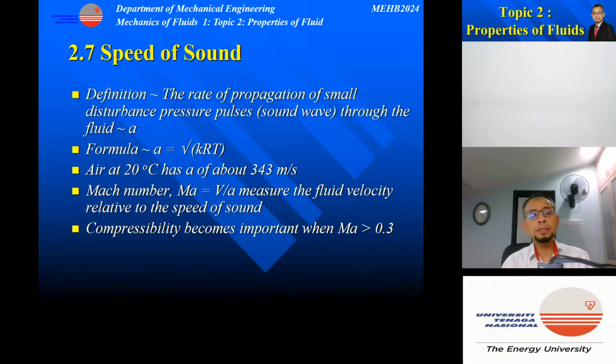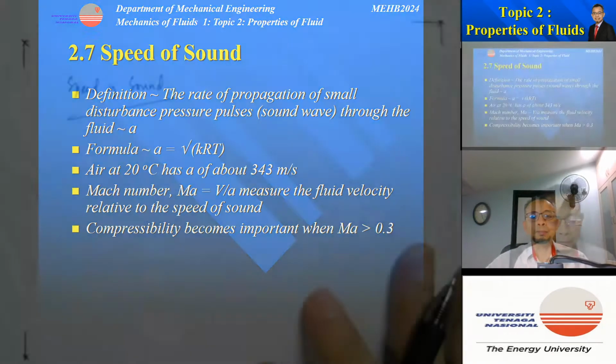The last fluid property that we looked at is speed of sound. Speed of sound is defined as the rate of propagation of sound wave in the fluid. And normally we use the symbol a to signify the speed of sound. The formula for speed of sound is root gamma RT. For example, for air at 20 degrees C, the speed of sound is 343 meters per second.